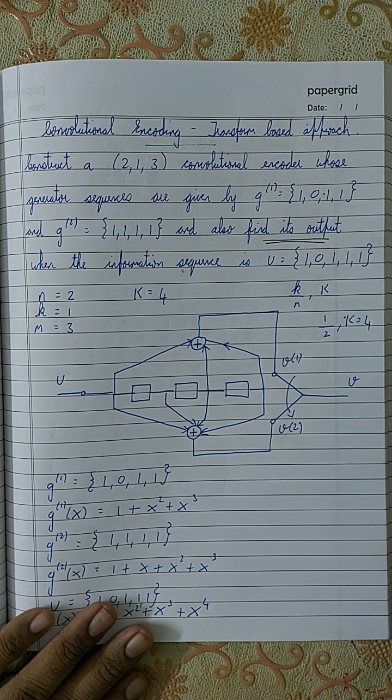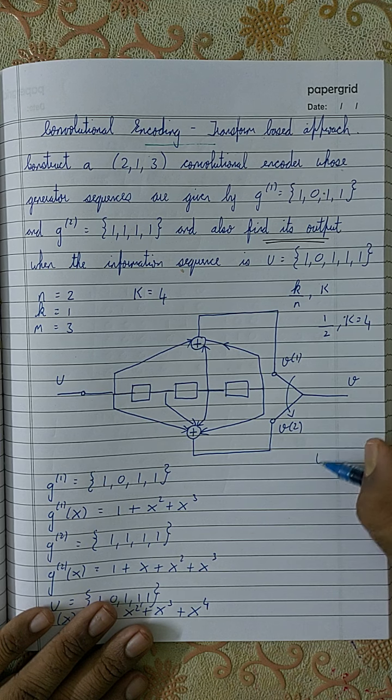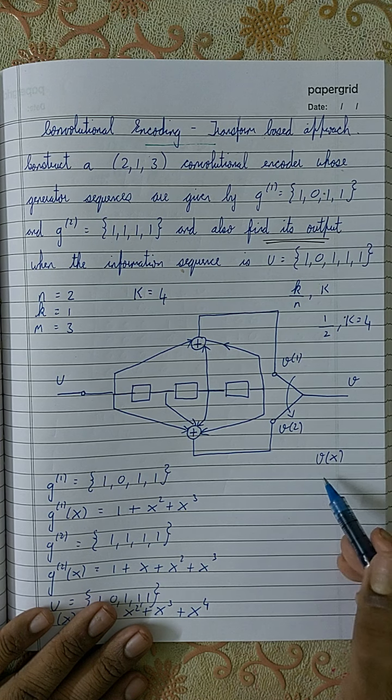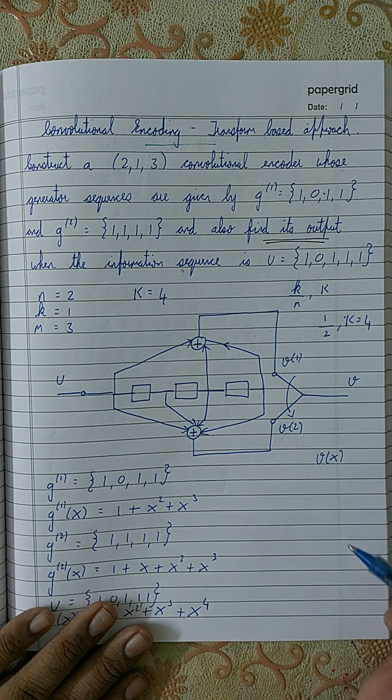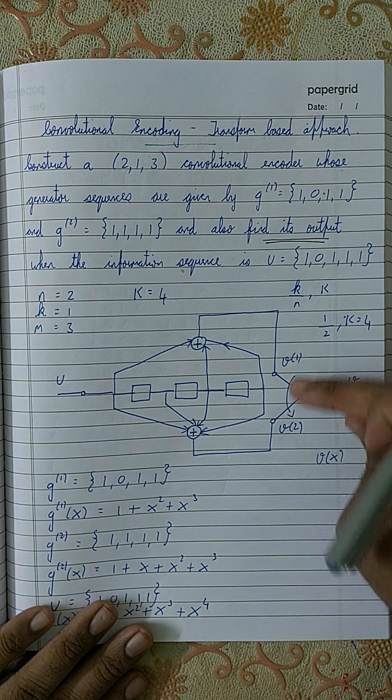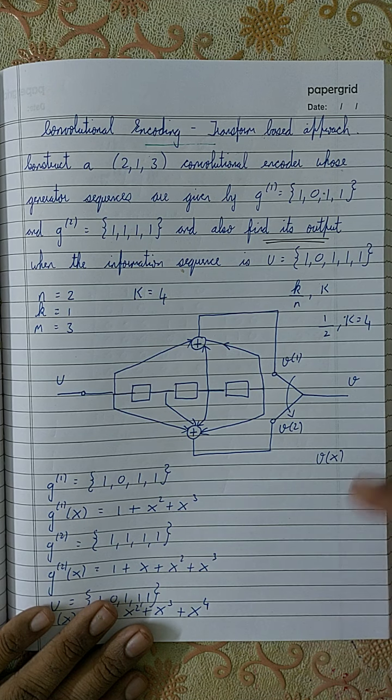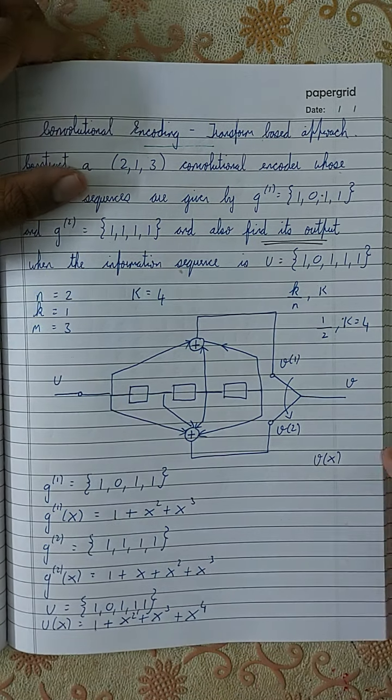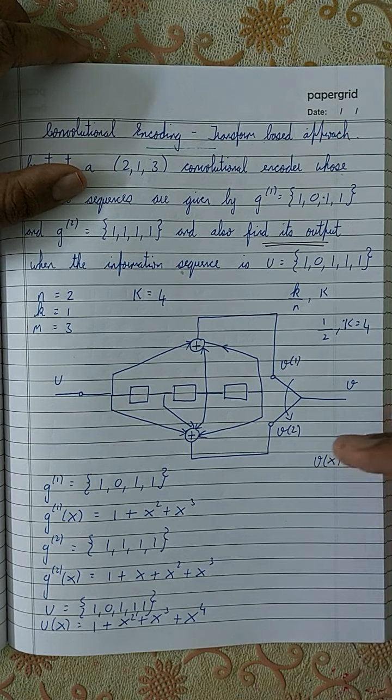The other way of doing it is that you can find v of x, that is the polynomial of the output. What is the output polynomial? Output polynomial means the polynomial of the output signal itself, that is the combination of v of 1 and v of 2. So how to write v of x? Before writing the equation, I will explain why the equation is like that.